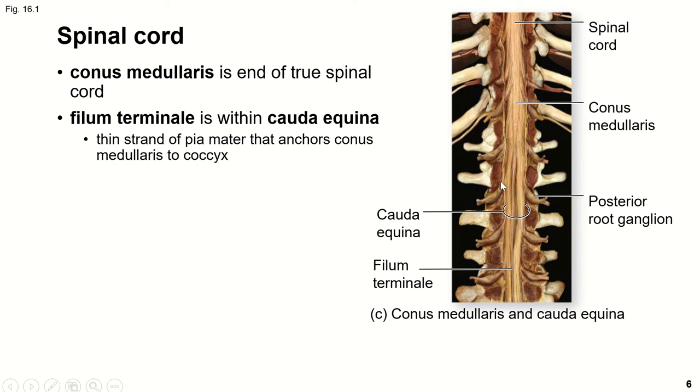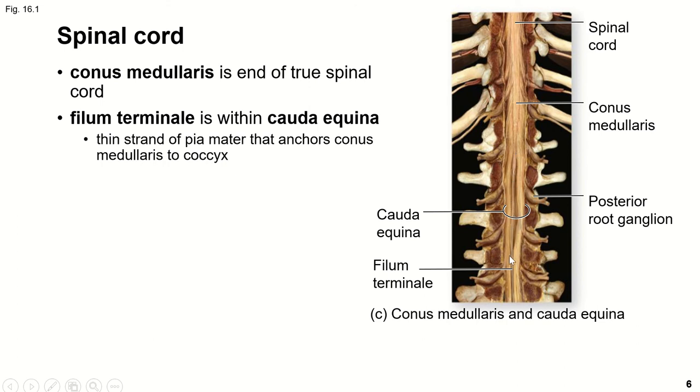They're going to continue to travel down through the vertebral foramina through this pathway. But they're just a collection of nerves, not the spinal cord, which has a different structure. And together we call those the cauda equina. And in the middle of them is something called the filum terminale. And that filum terminale is a little layer, a strand of pia mater.